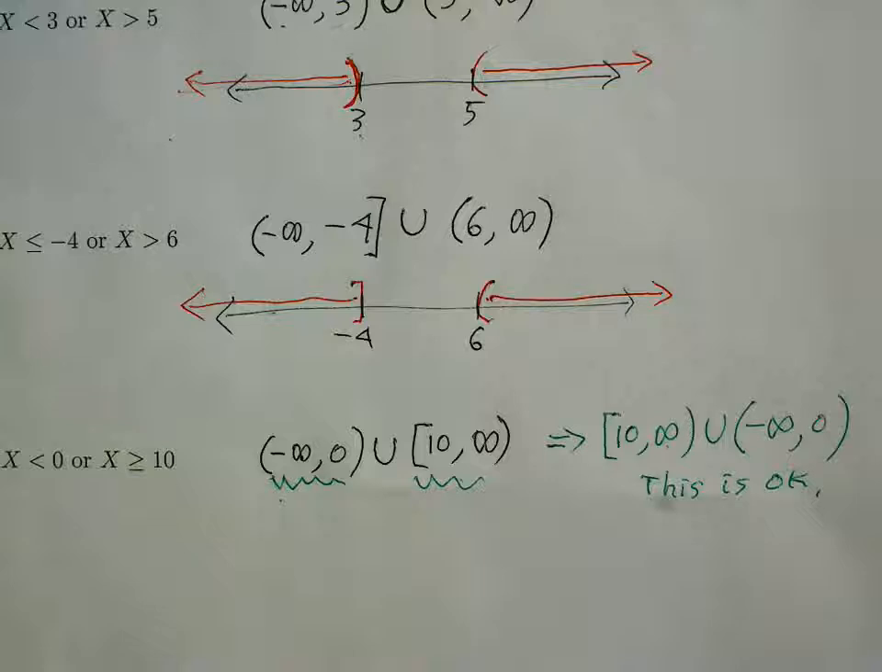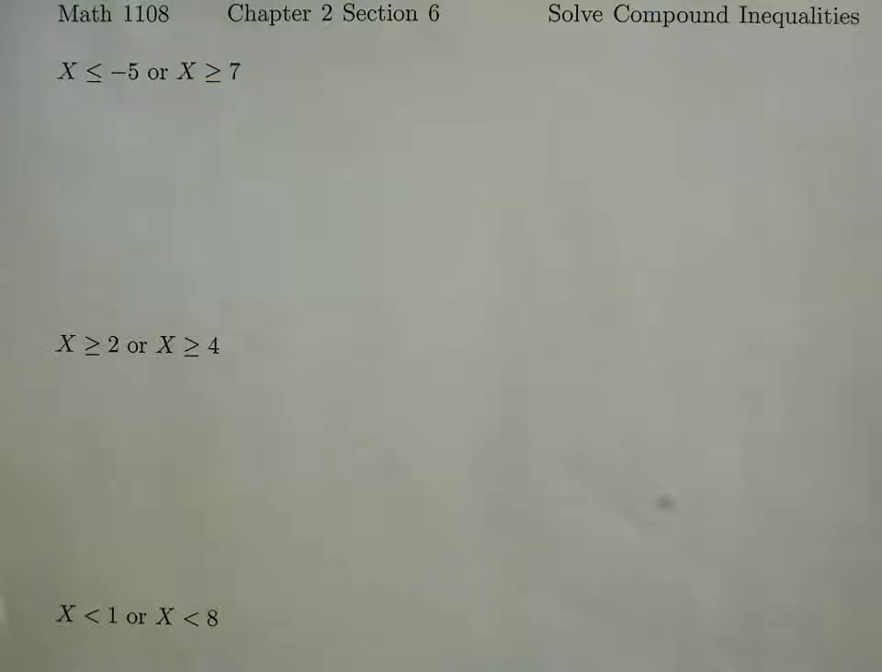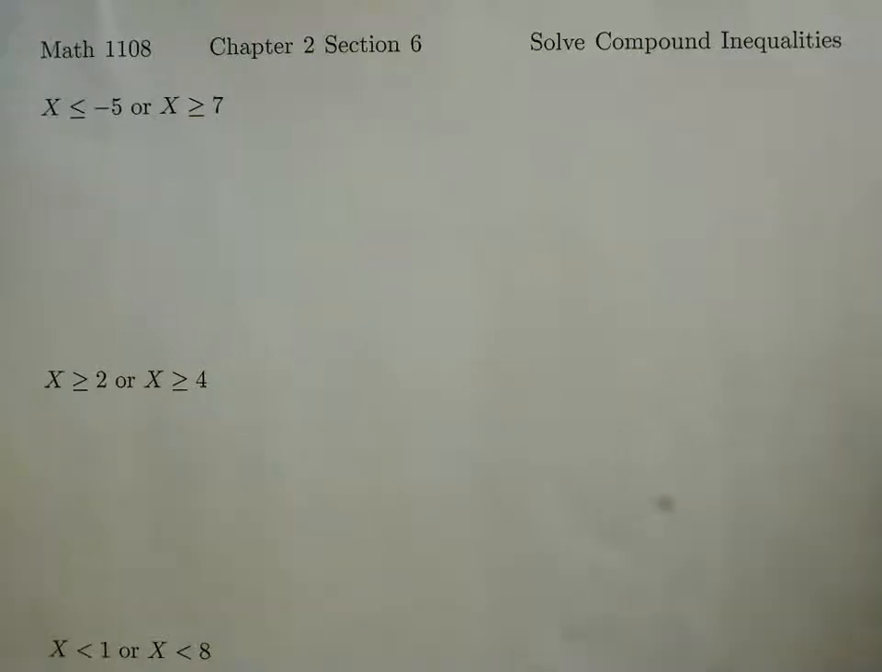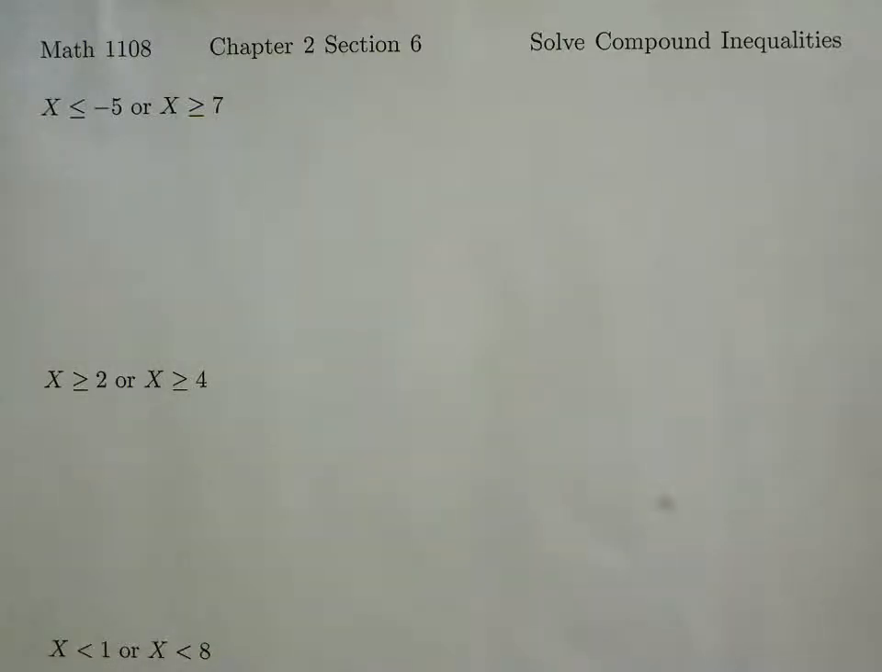Okay, a few more basic examples. So we can probably pick up the pace a little bit. Okay, x is less than or equal to -5, or x is greater than or equal to 7. So work on that for a second.